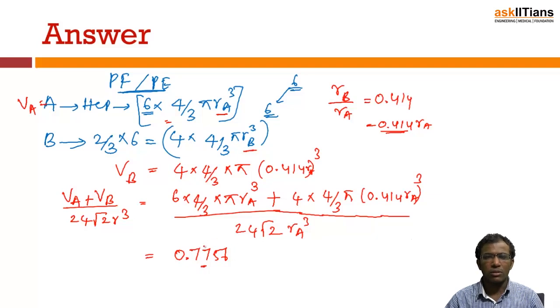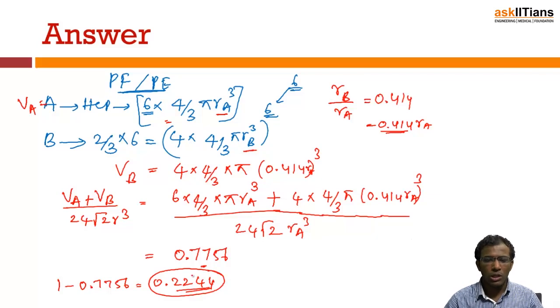So this is the packing fraction, but you want the void fraction. The void fraction can be calculated from the packing fraction just by subtracting this value from 1. So 1 minus 0.7756, the value comes exactly 0.2244, which is the void fraction of the unit cell. Okay, so this is the way to calculate the correct answer. 0.2244 will be the answer.